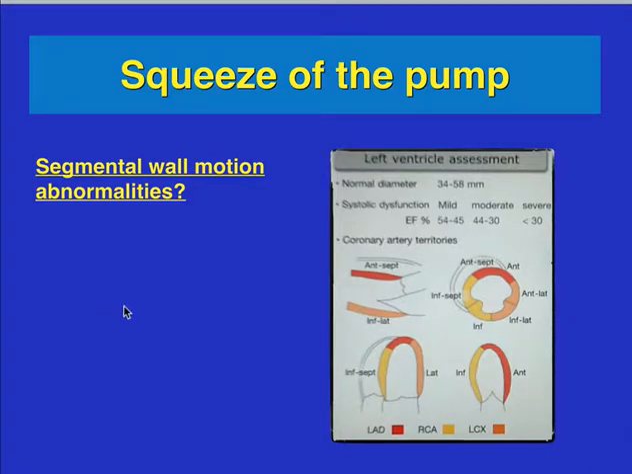Now we can look for segmental wall motion abnormalities. They're sometimes more difficult to identify, and in the ICU a lot of times we are not experts at this, but sometimes in the acute hypotensive setting it will help you identify a myocardial infarction.